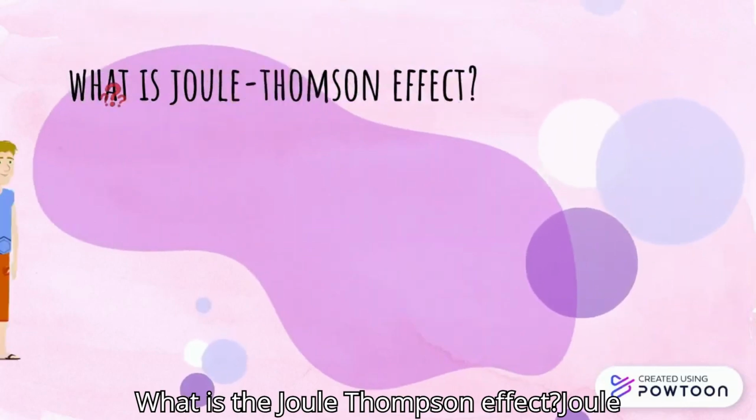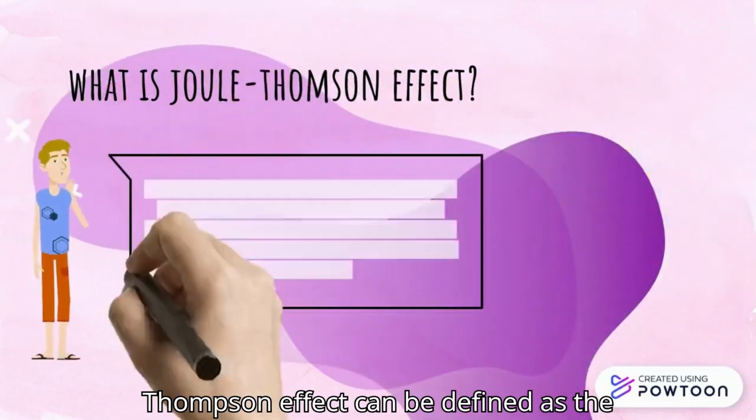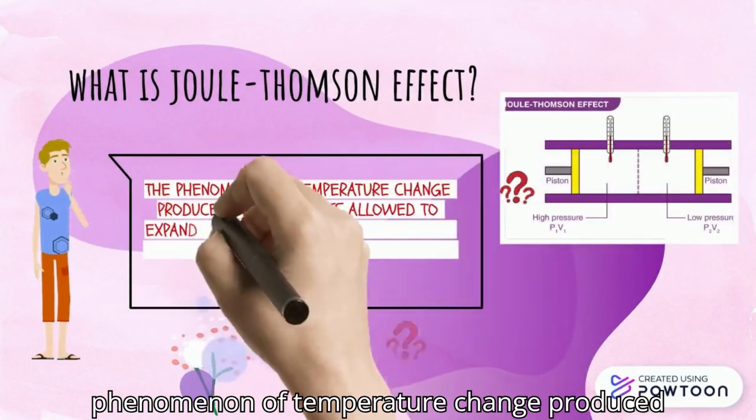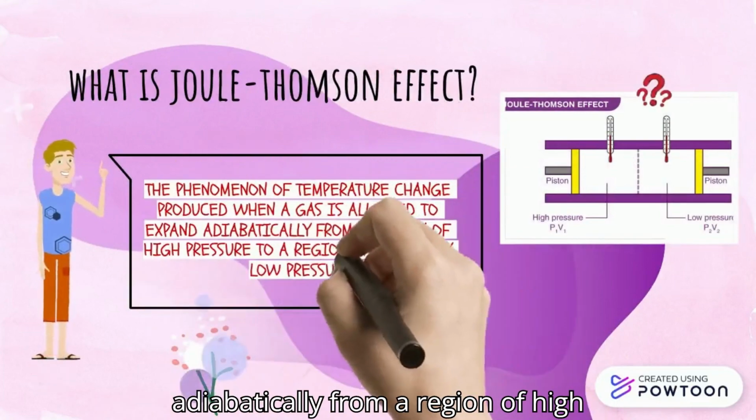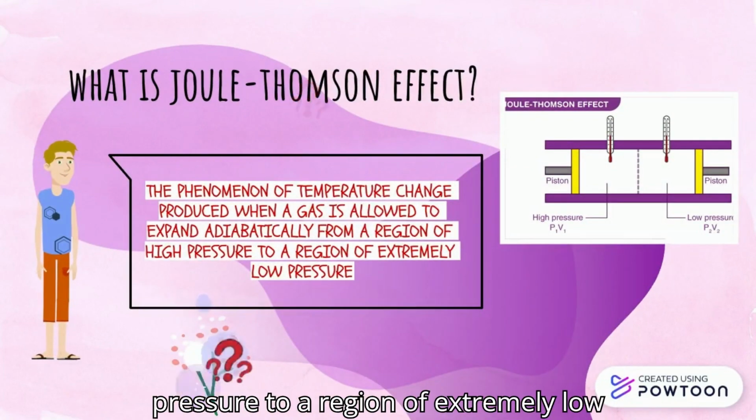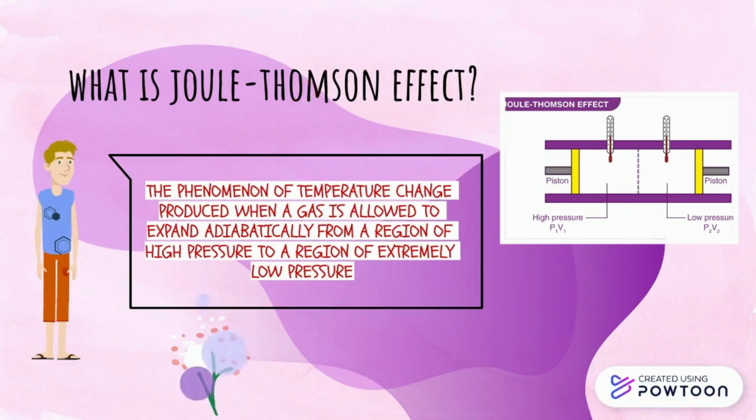What is the Joule-Thomson effect? The Joule-Thomson effect can be defined as the phenomenon of temperature change produced when a gas is allowed to expand adiabatically from a region of high pressure to a region of extremely low pressure.